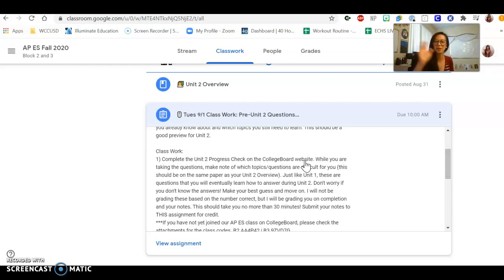now to do this. Remember, I'm not grading you based on what you know because this is a pre-unit check, it's like, what do you already know about this unit? And then, yeah, please go ahead and finish that.